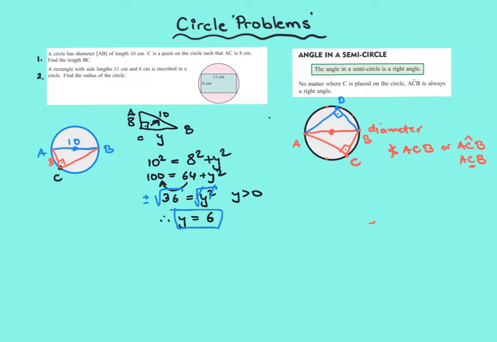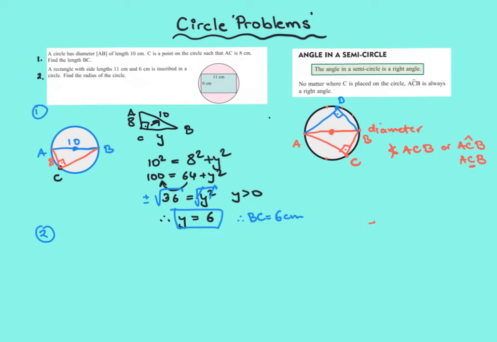So we can say, therefore, the length BC is equal to 6 because that's what they have asked. And then check if they have any units. Yep, centimeters. We're going to have centimeters. So this is question 1. Let's have a look at question 2.